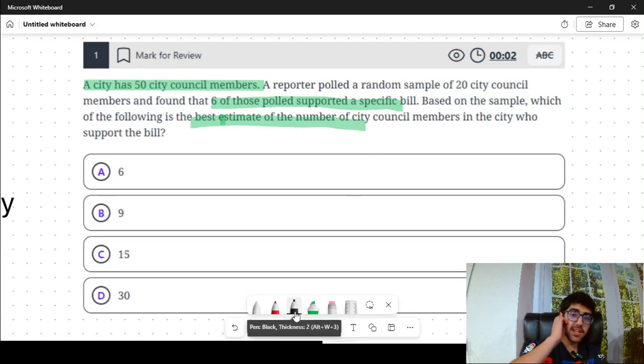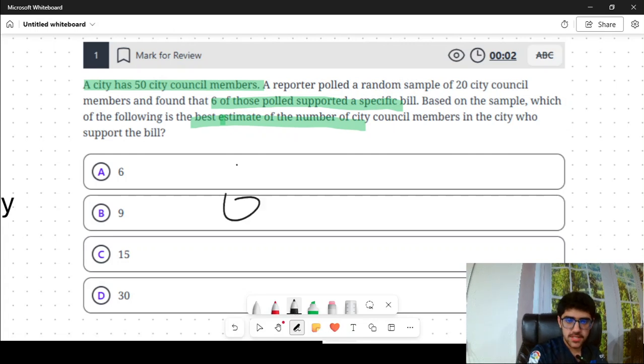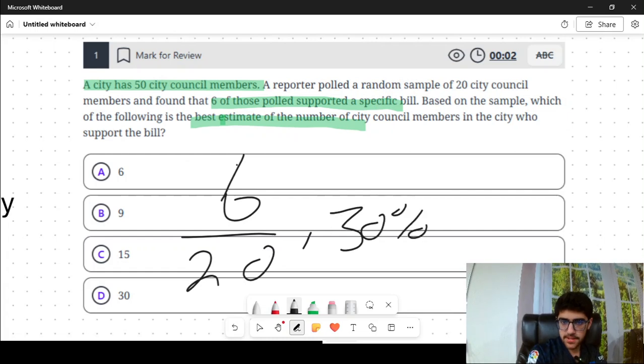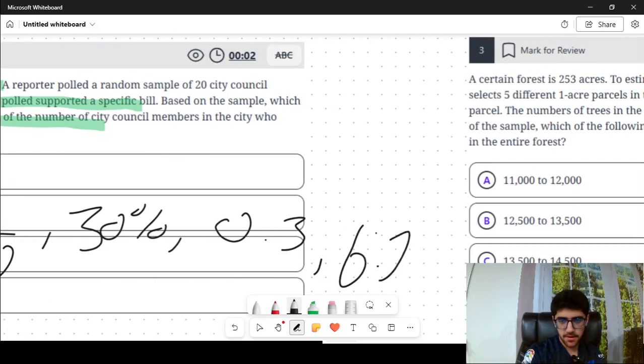So basically, we're going to try to amplify the data from the 20 people sampled. We're going to amplify it so that we can make an estimation that will generalize how many people from the total 50 city council members support the bill. So you start by finding the fraction, percentage, or decimal of those who support the bill from the sample size. You could do 6/20. You could say that it is 30%. You could say that it is 0.3. If you want, for some reason, you could put a ratio.